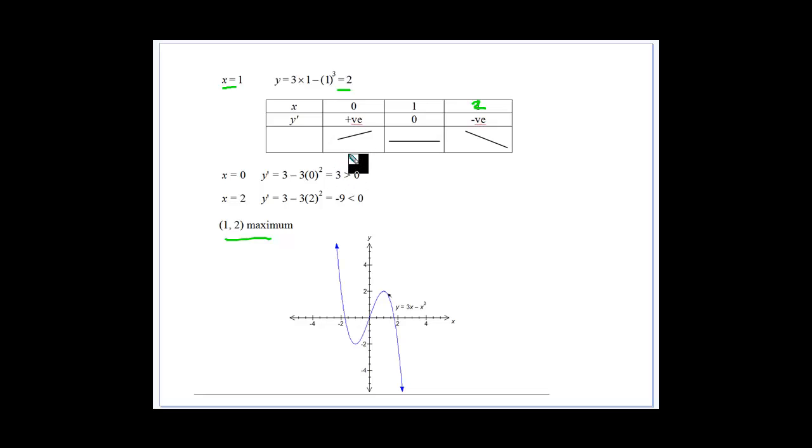So that's what we're looking at when we're trying to determine whether something's a maximum or minimum. A maximum curve rises, then falls, and a minimum curve falls, then rises, and that's what we're looking for when testing the gradients of our stationary points on either side.